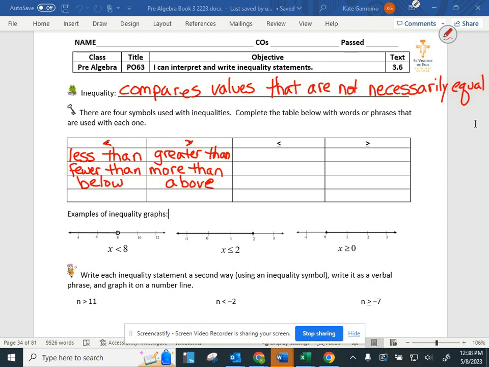So now with our other two symbols, less than or equal to, greater than or equal to. So less than or equal to. And then this one is greater than or equal to. So if we're saying less than or equal to, we might say the maximum. The maximum you can spend at the store is $20.